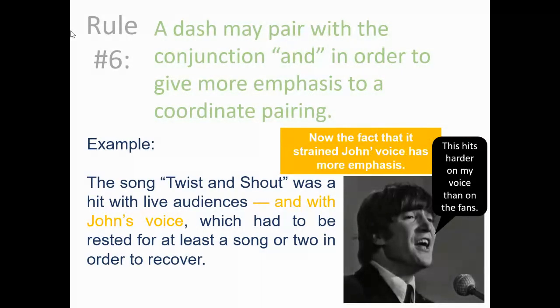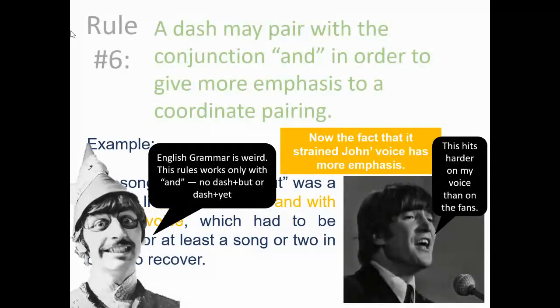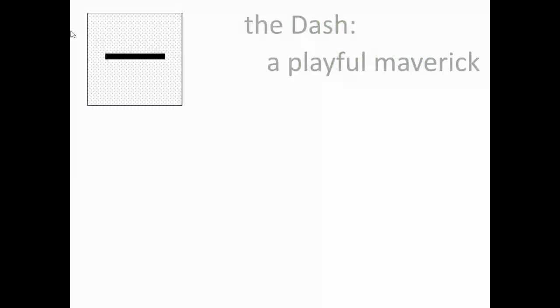So now we're focusing more on the fact that it's Strange John's voice as opposed to why it was such a hit with live audiences. So this is a stylistic choice. English grammar is a little weird. So this rule works only with the word and. There is no dash but, there is no dash yet. And I don't know why, that's just how it is in the English grammar.